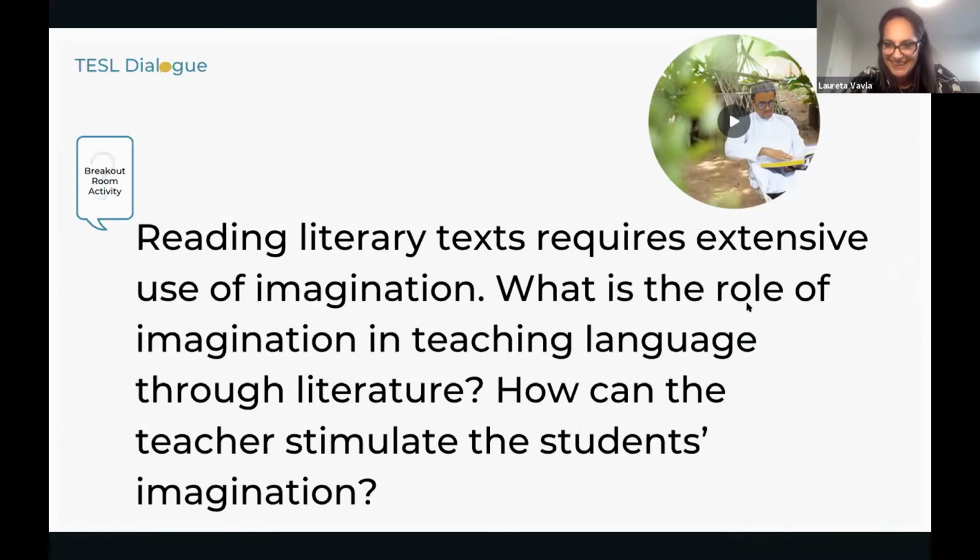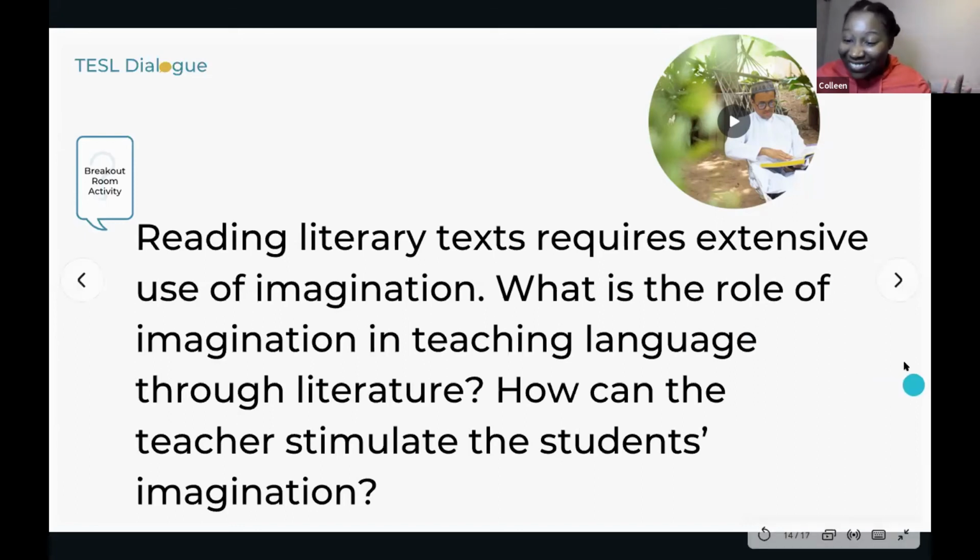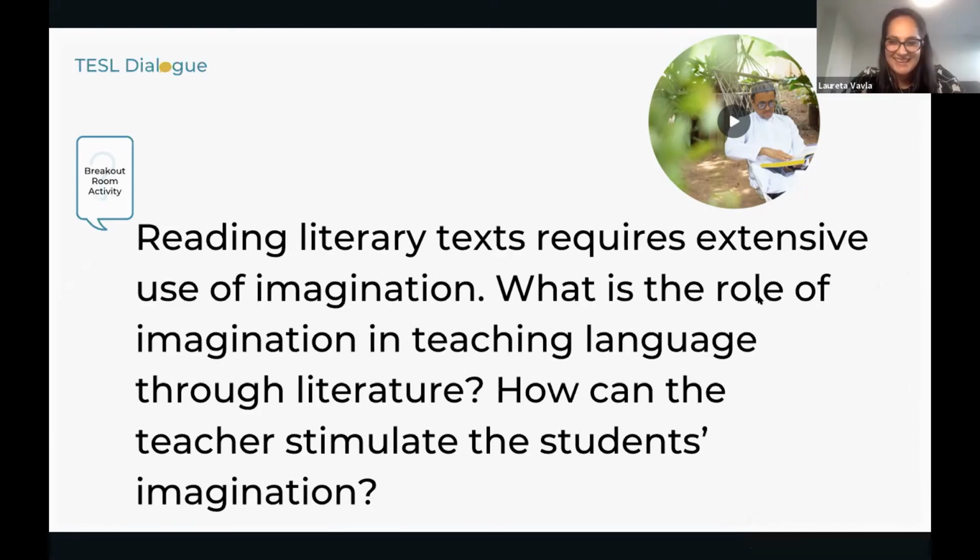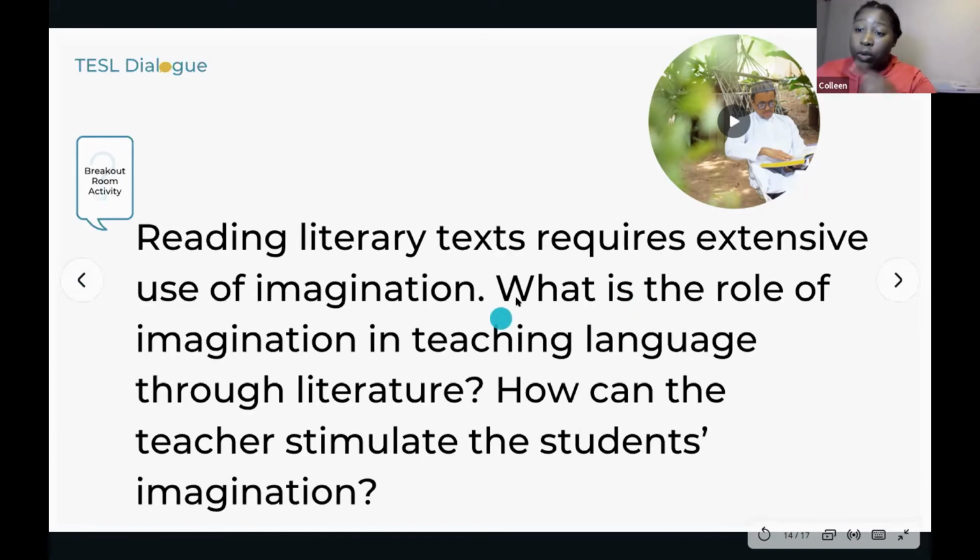Colleen? Yep, this is one of my favorite questions that we have today. So we're going to put you in your groups. You're going to have 10 minutes, so please don't hog the time. Let your fellow roommates talk as well. And we'll see you back here in 10 minutes. Bye, everybody. Remember that you have to click join to go into your breakout room. If you don't click join, you won't be put in there.